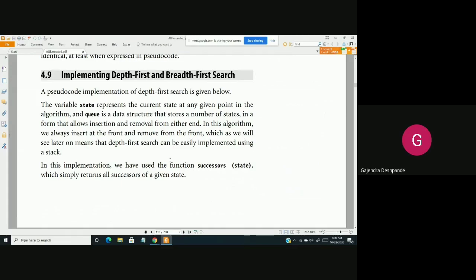That is, we are going to use the concept of a deque. That means you can add or remove elements from both the ends. That means I can add or remove the elements from the front of the queue, or I can add or remove the elements from the back of the queue.